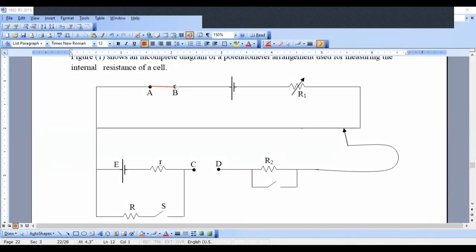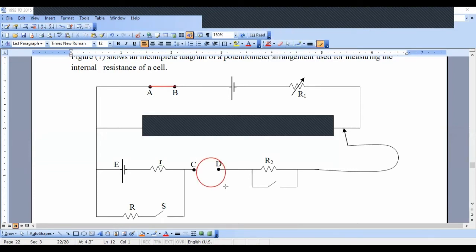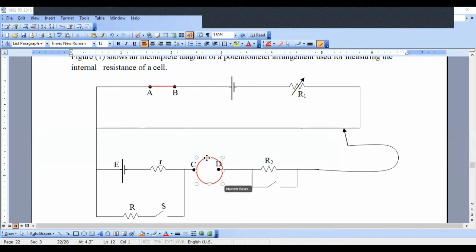A and B should be connected, and C and D, we should connect a center zero galvanometer in between C and D. Now we are going to obtain the balance length L2, not L1. We are going to obtain L2.